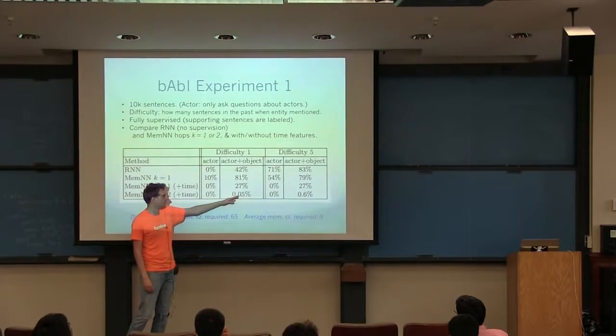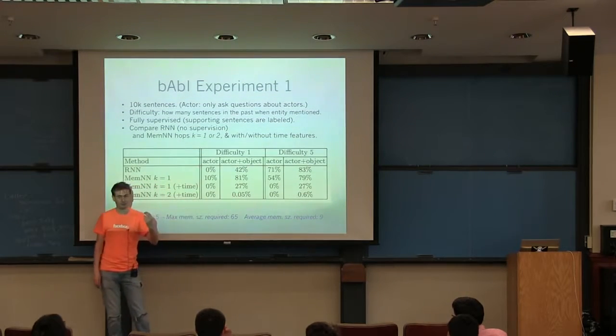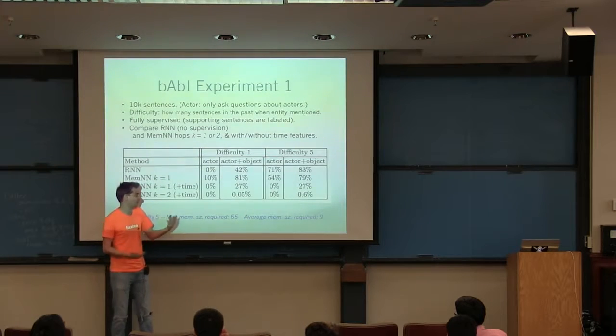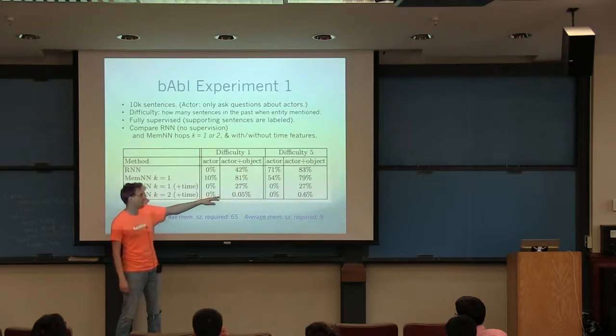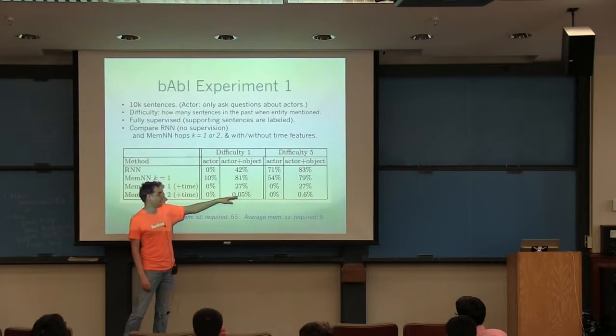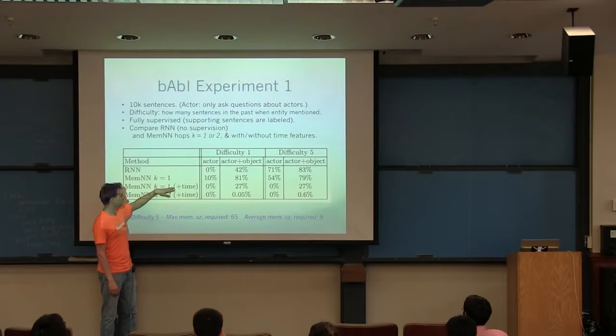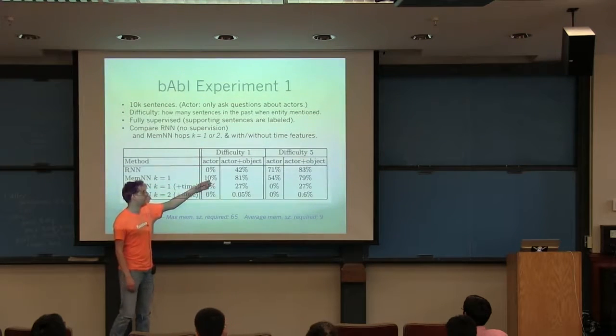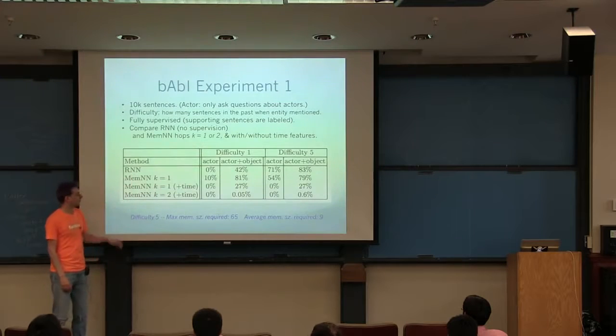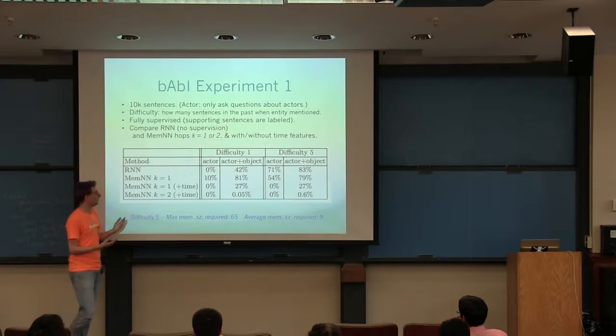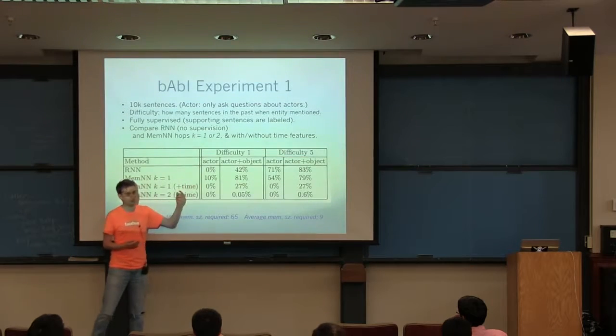So on the actor plus object task, you need 2 supporting facts. By design, we built it that way. So without k equals 2, you don't get everything right. With k equals 2 and the time features, then it can answer these questions correctly. And with only k equals 1, it can only solve the first task as long as it has the time features.